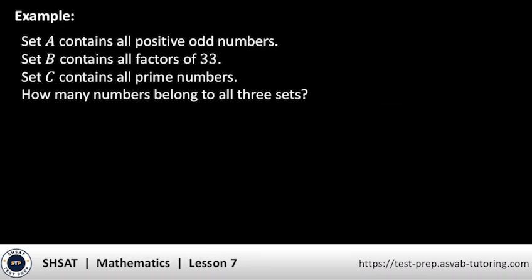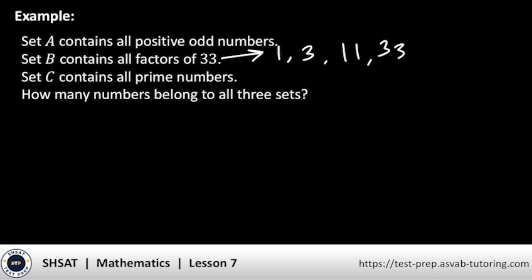Set A contains all positive odd numbers. Set B contains all factors of 33. So let's just write down what set B contains. Factors of 33 are what? 1 can be divided with anything. 33 can be divided with 3, and then 11, because 3 times 11 is 33, and the number 33 itself. So these are the factors of 33.